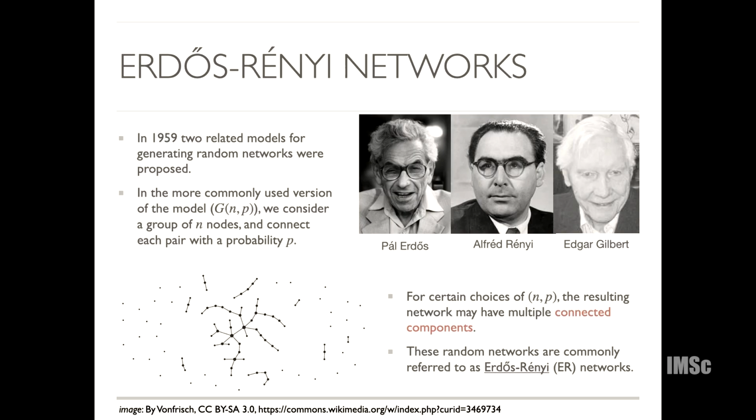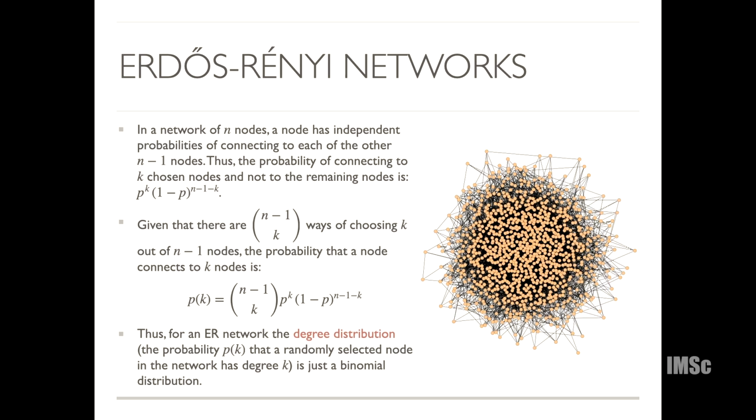One thing about this network is that if you look at the total number of connections coming from each node, that's the degree, you can find that these types of networks have a specific distribution in terms of their degree. So what is the distribution?